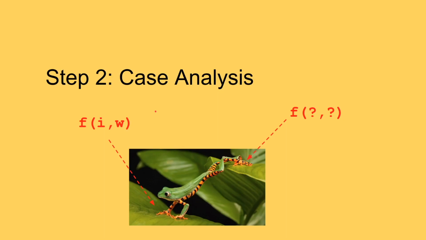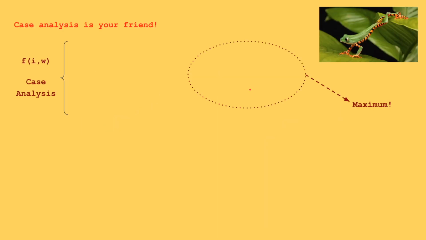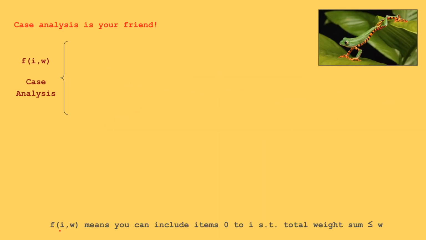Now that we have this, let's perform our case analysis. Again, we want to find out how we can get from values less than i and W and perform this jump to get to i and W. And again, case analysis is your friend. Remember that f of i and W represents that you can include items 0 to i such that total weight sum is less than or equal to W. So we want to find out what happens when we include item i.